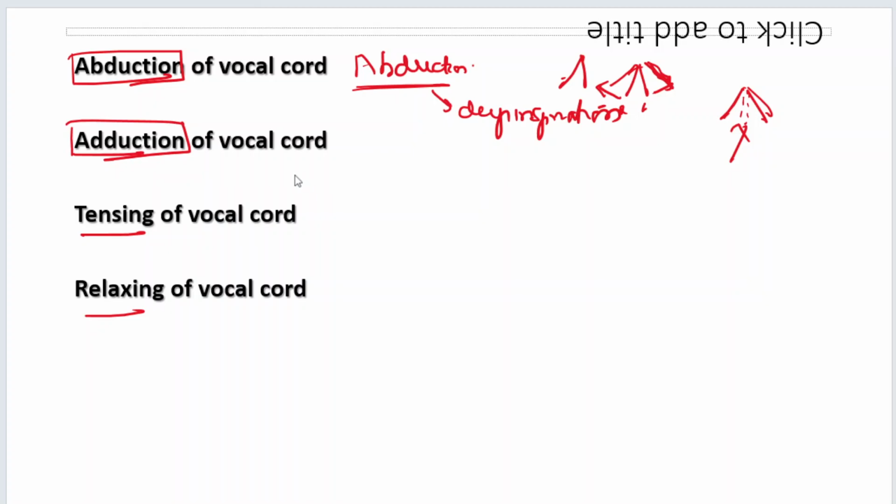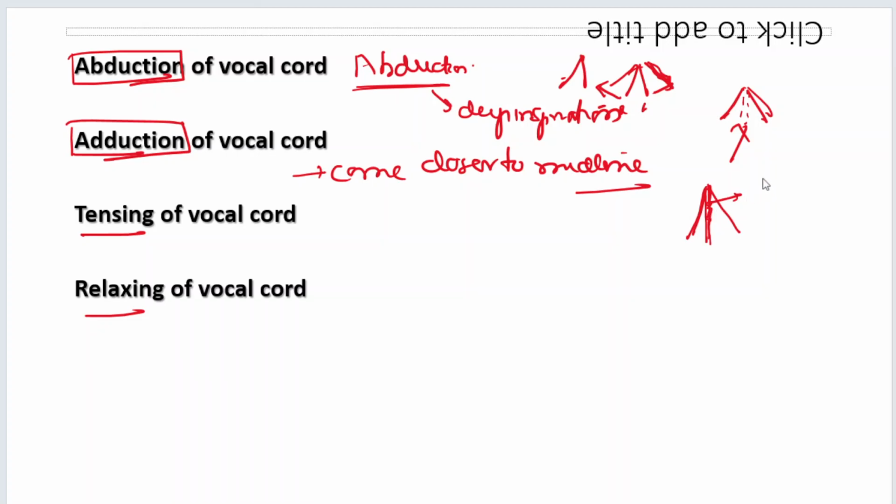Adduction of the vocal cords. Adduction means coming close together. Coming closer to midline will be the better word. Suppose these are the vocal cords. Now he is breathing. Now he wants to talk. They come close together. Okay, when they come close together, the vocal cords will be able to vibrate with each other and produce speech. So this happens during speech. So adduction is when the vocal cords come close to the midline.